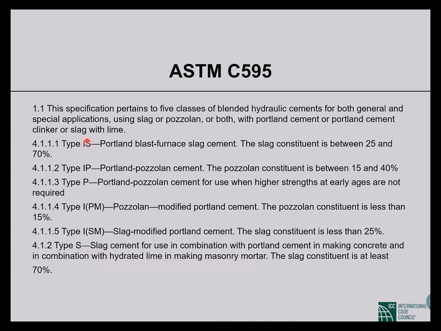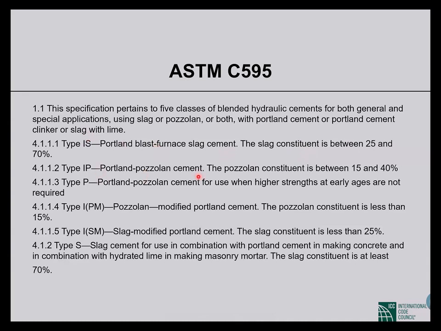Here they are classifying in ASTM five classes. Type IS is Portland blast furnace slag cement, where the slag constituent is between 25 and 70%. By slag, ASTM always refers to blast furnace slag, not any other type of slag. So it should be between 25 and 70%, a very wide range. So when slag is mixed with clinker and cement is produced, that is called Portland blast furnace slag cement.